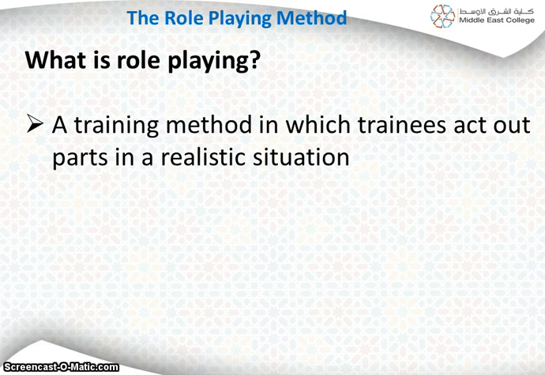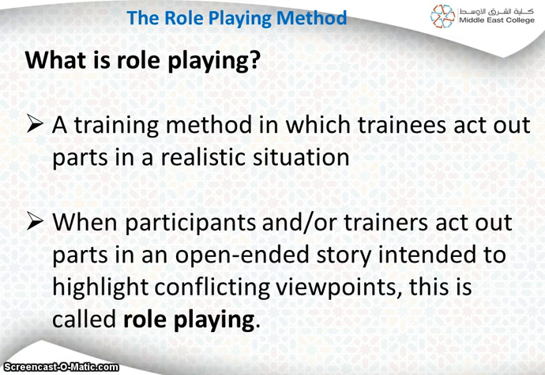So fire wardens are knowing their responsibilities, how to behave when there is a fire by acting in a realistic situation. So they are assuming that there is a fire and what they have to do when there is a fire. So now itself they are getting a realistic situation to act. So when participants or trainers act out parts in an open-ended story intended to highlight conflicting viewpoints, this is called role-playing.